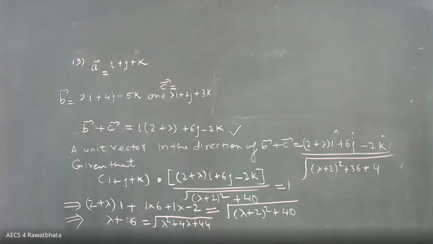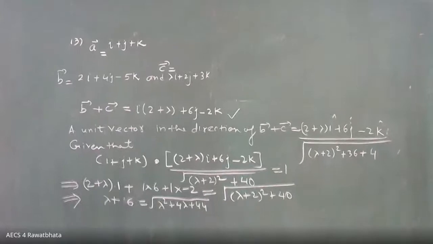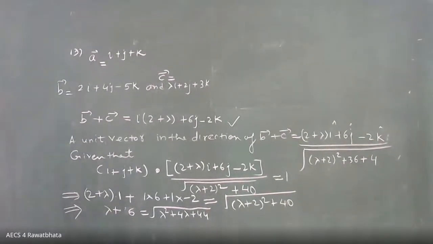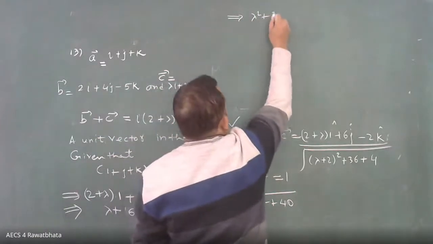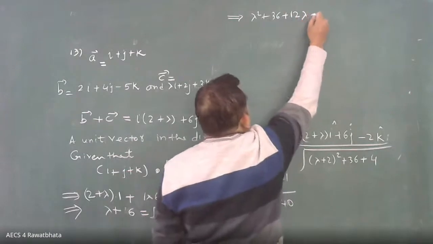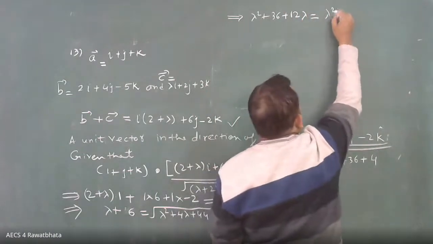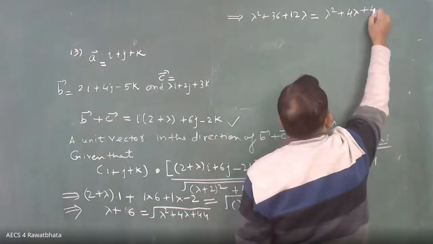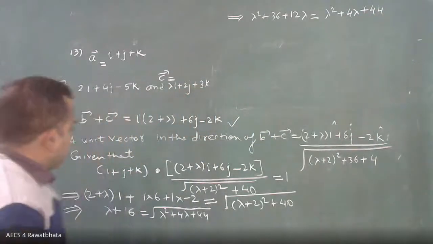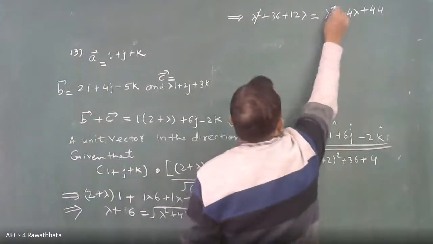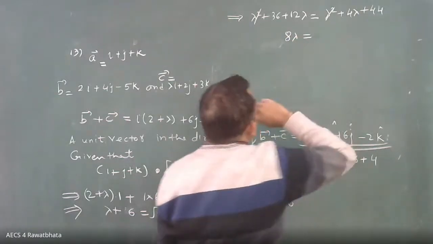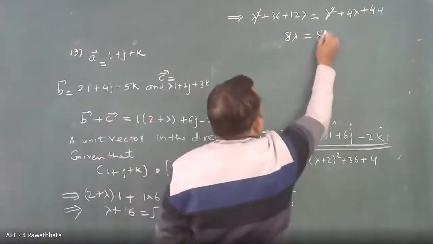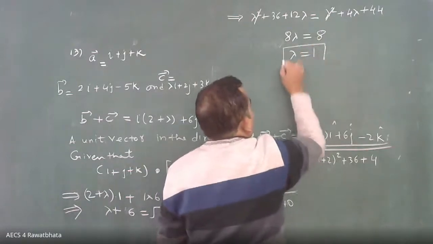Is this visible, students, to you? The bottom? Yes. Let us whole square both the sides. So lambda square plus 36 plus 12 lambda is equal to lambda square plus 4 lambda plus 44. Please keep checking the value of lambda. Lambda square gets cancelled. 12 lambda minus 4 lambda is 8 lambda, equal to 44 minus 36, which is 8. So lambda is equal to 1. Right? Correct, sir.